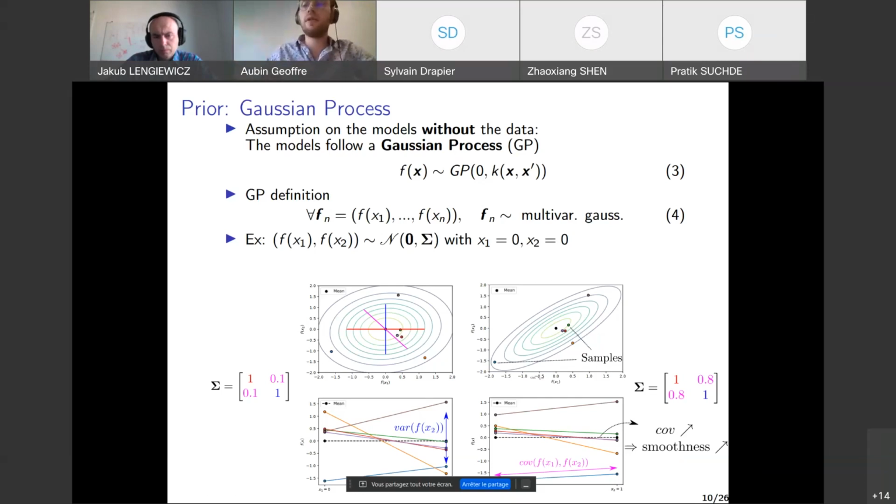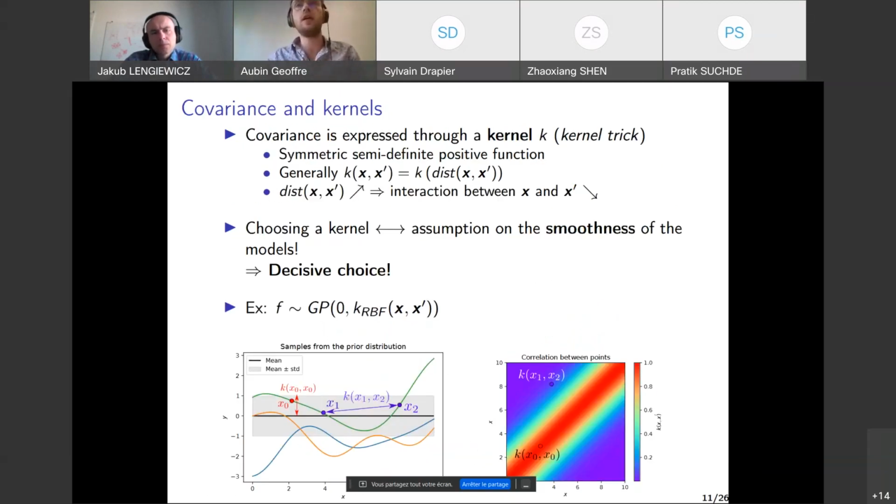So this example can be enlarged in a continuum case with the use of kernel K. That is basically a symmetric semi-definite positive function, a function of the distance of two given points. The idea is that the larger the distance between points, the lower their interaction. As I said before, choosing a kernel is basically making an assumption of the smoothness of the models.